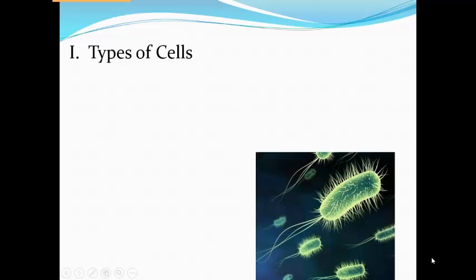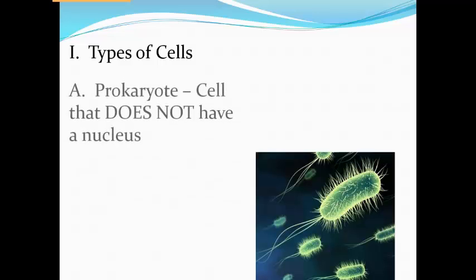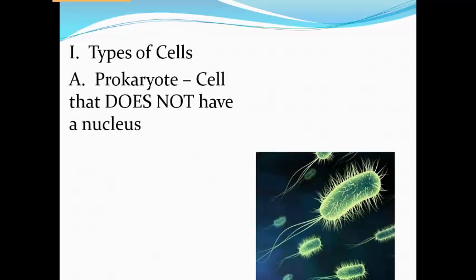As we start our next unit, we're going to transition from talking about carbs and proteins, lipids and nucleic acids, which are all chemicals that are found in living things, to looking at the cells. And there are several different types of cells. There are two main categories that all cells fit into, one of these two.